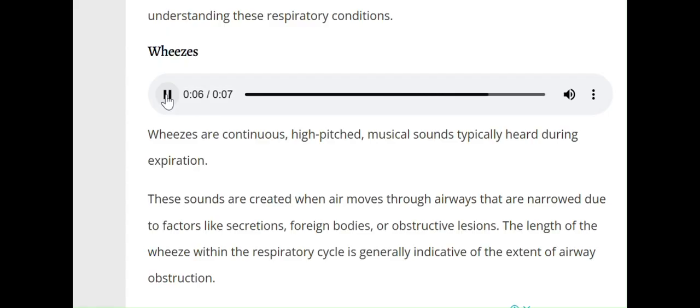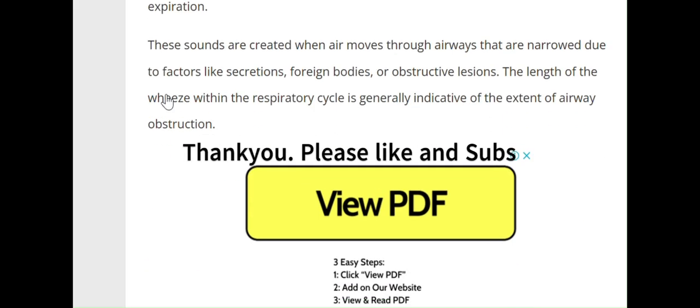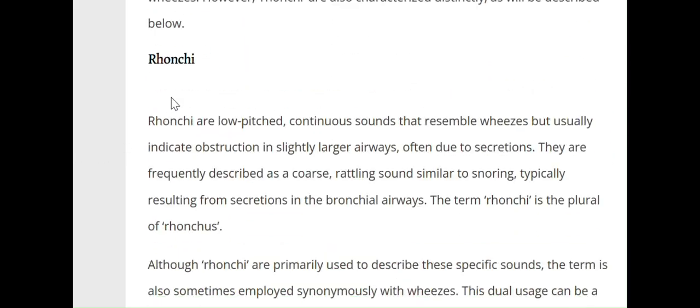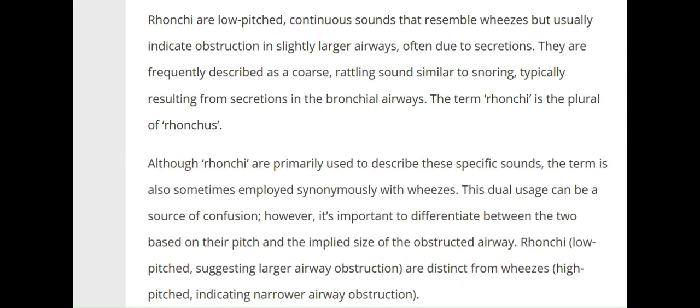It's a musical sound, a high-pitched musical sound, which is produced when the air tries to travel through narrowed parts with secretions, with foreign bodies, with obstructive lesions. So it is a kind of sound produced during the movement of air through a reed. Okay, that are called wheezes. Alright, so this comes towards the end of the session.